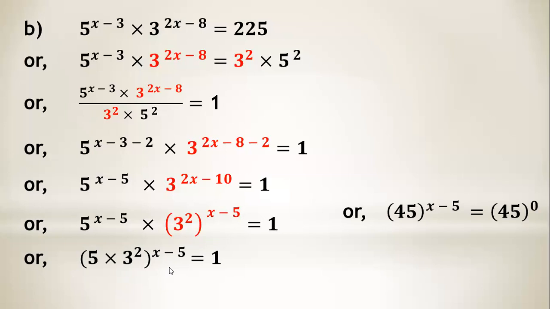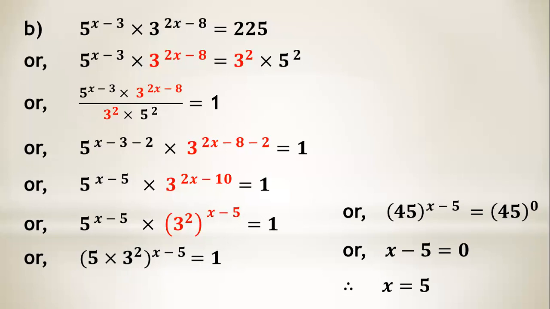And as usual, to use the axiom of exponential equation, the right hand side 1 can be written as 45 to the power 0. Now, with the help of the axiom of exponential equation, we can equalize the powers. That means x minus 5 equals 0. So eventually, x equals 5. So this is how we can solve this B number question.